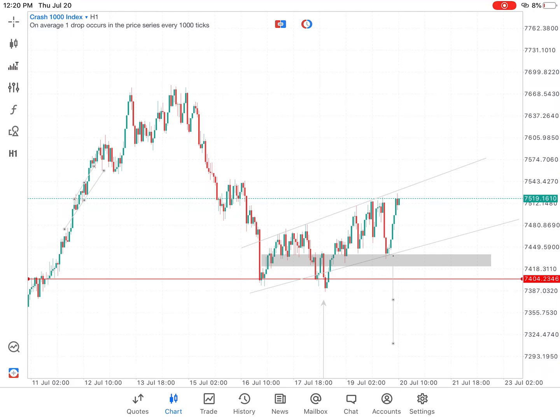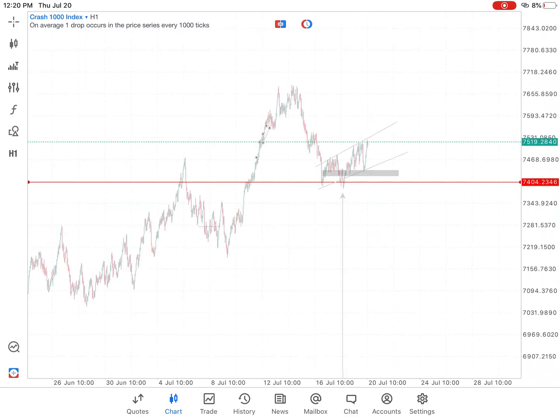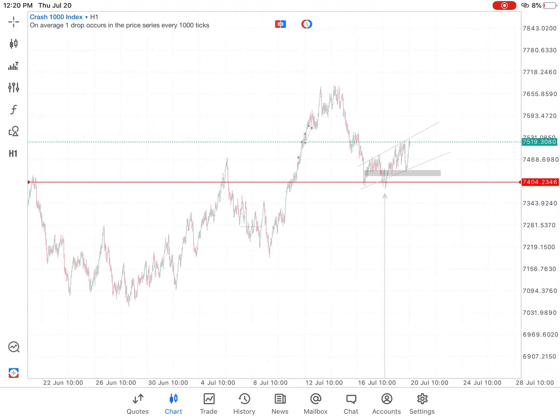So we also made good buying entries at this particular point. They were very good sniper entries at that particular point, and all the way to the what? All the way to the resistance. So this was how the setup on Crash 1000 was looking like in that uptrend.